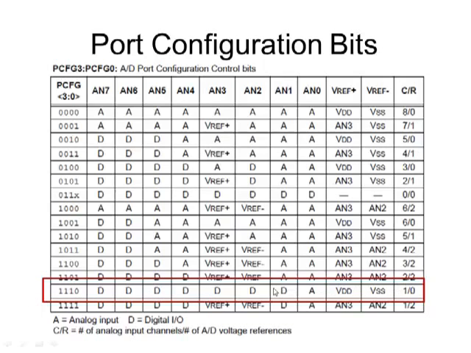And I've highlighted the one that we're most likely going to use. This has only one analog input, so we're using analog input 0. These other ones we're going to use as digital. And we're going to use VDD and VSS as our reference voltages instead of providing separate reference voltages. And that's all we need to know.